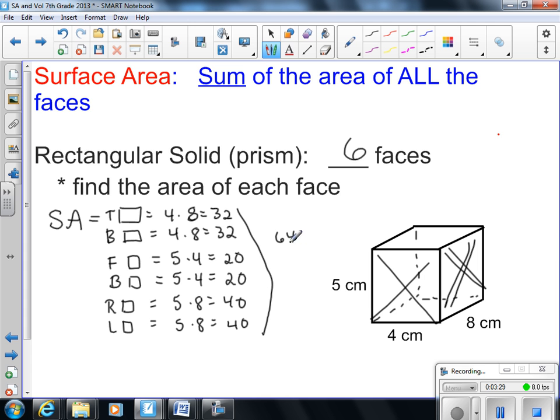So I get 64 plus 120. So I get 184. Now what will my label be? No, it's not cubic this time. It's area, so it's square, just like you did yesterday. 184 square centimeters. That's the surface area of the same rectangular prism.